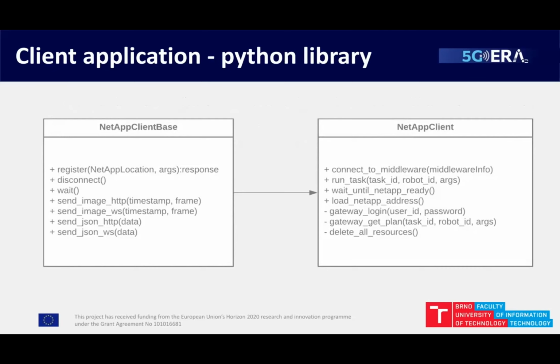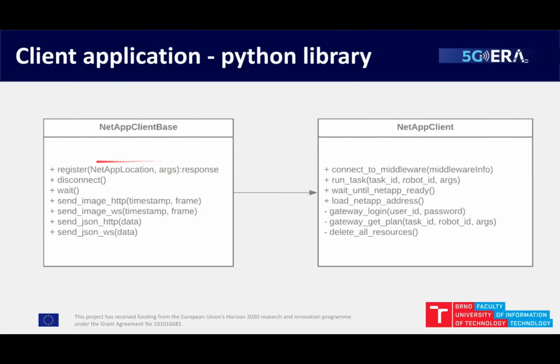The Python library consists of two main classes. The first one is NetApp client base, which provides the necessary methods for communication with the network application. It allows you to register with the application, and it only needs to know the location of the network application, so the host name and the port. And it allows you to pass some arguments to the network application. So it is the configuration for the network application I was describing before.